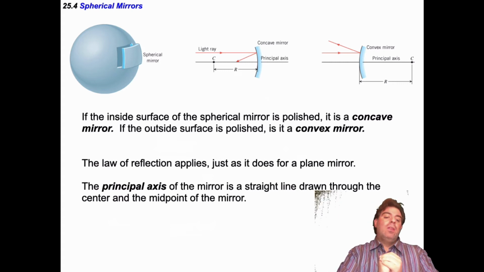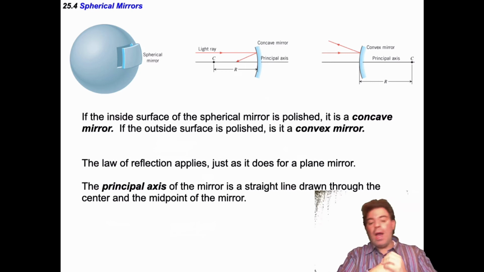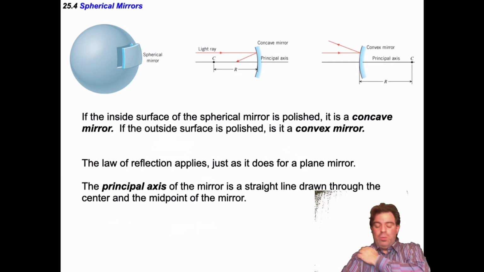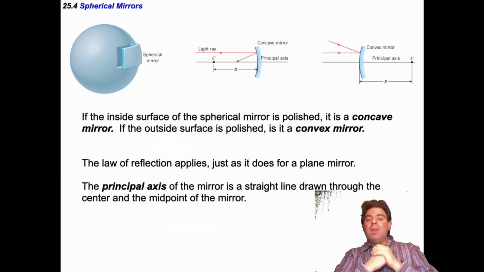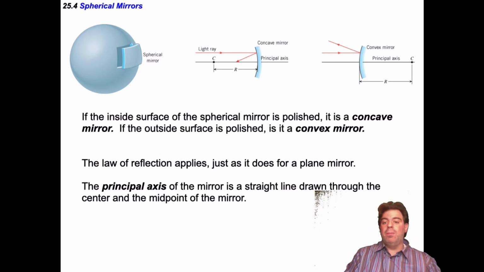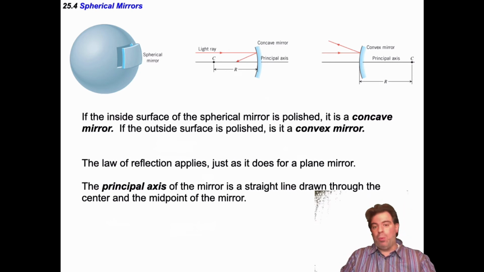The first thing you must do when talking about a concave mirror is draw the principal axis. The principal axis is a theoretical line that goes straight from the center, passes through something called a focal point, which we're going to discuss in a little bit, and then the midpoint of the mirror. So it has to pass through all three points.